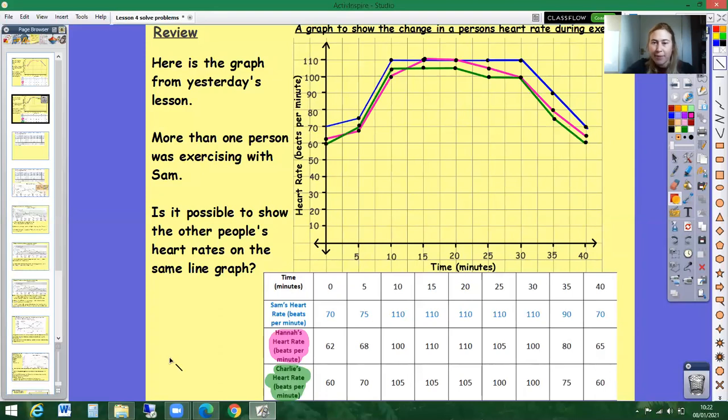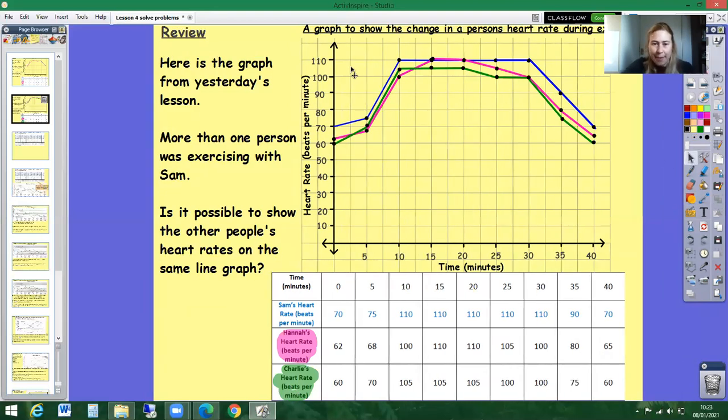So you probably had something that looked a little bit like this when you drew your information on. I put Charlie's heart rate in green, so we can see quite similar heart rates, all of them going up, increasing, and then staying about level and then decreasing. And that's what happens when you exercise.